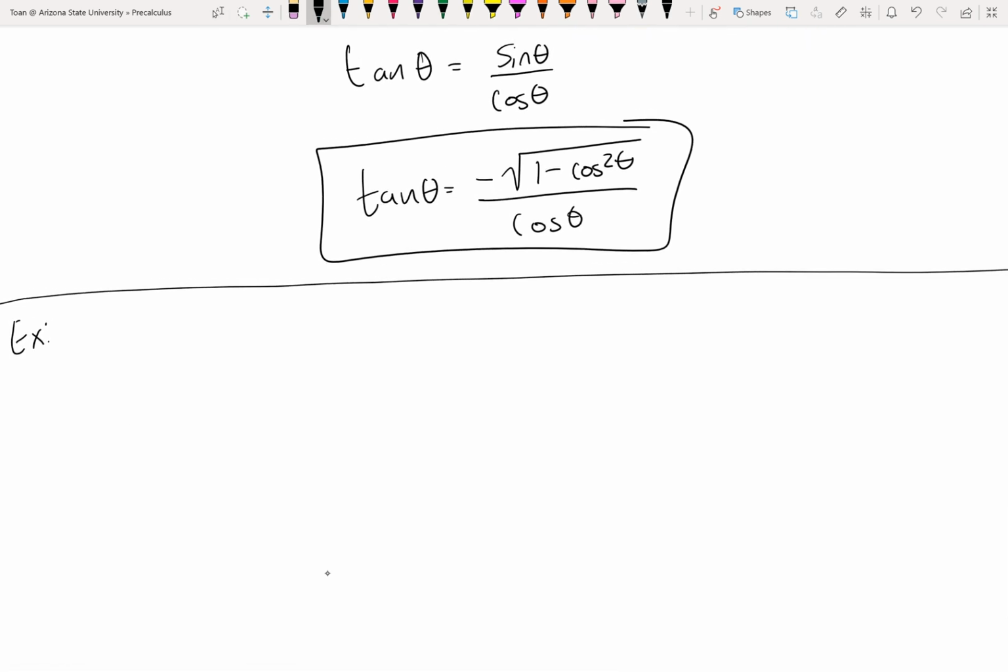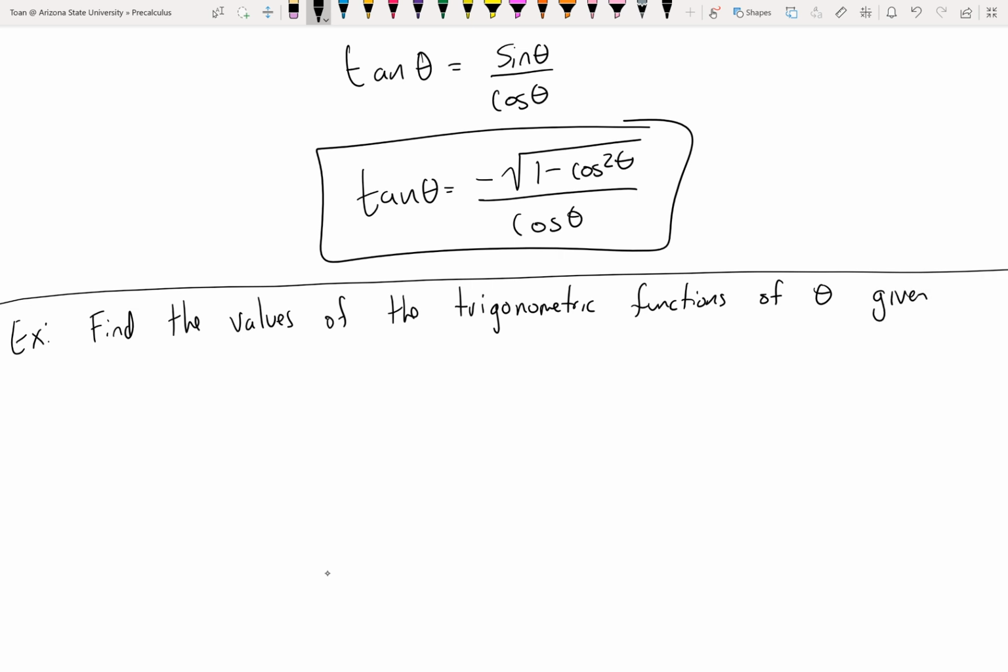So suppose I ask you to find the values of the trigonometric functions of theta, given that tangent of theta is negative 4 over 3, and I tell you that theta is in quadrant 4.